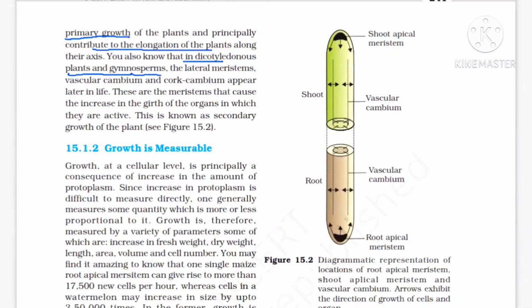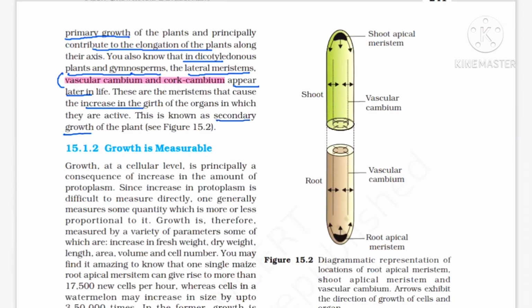But in dicot and gymnosperm, please focus carefully. The lateral meristem, which one? Example is your vascular cambium and cork cambium. These two actually appear later in life. They appear later, that is why we say lateral meristem, because they are secondary in origin, and they are responsible for increasing the girth, and it is responsible for secondary growth.